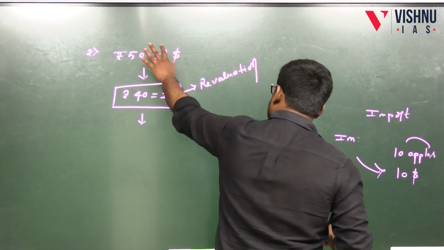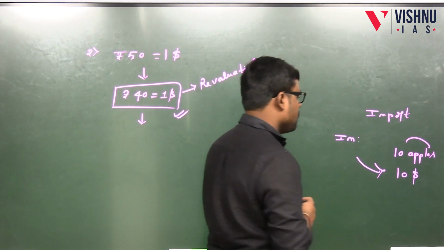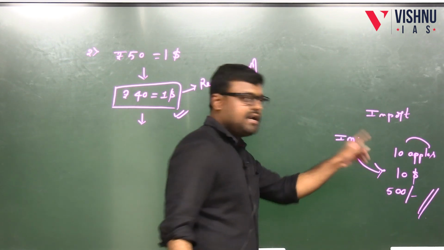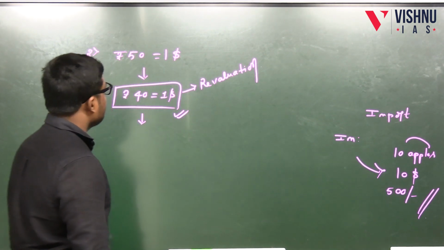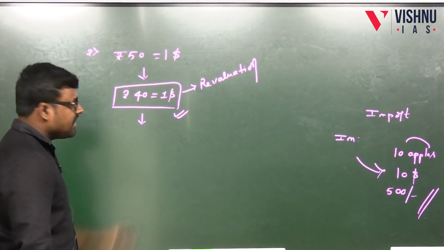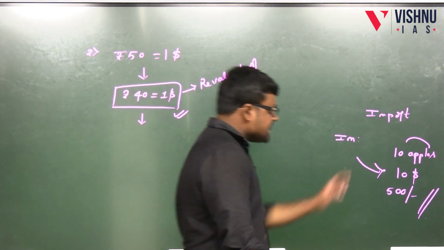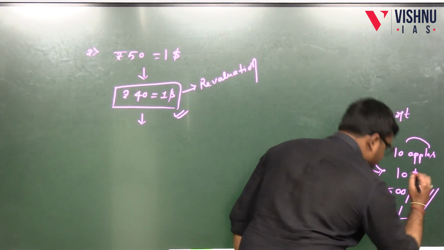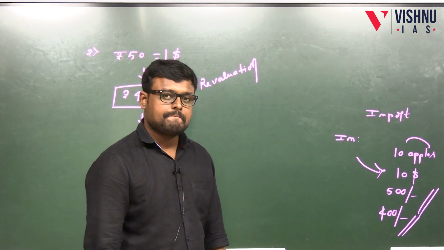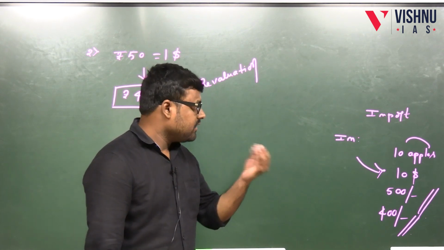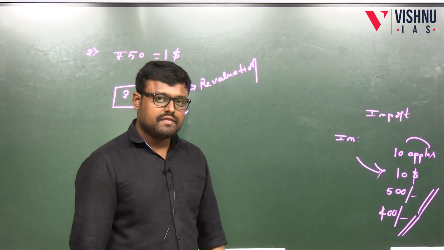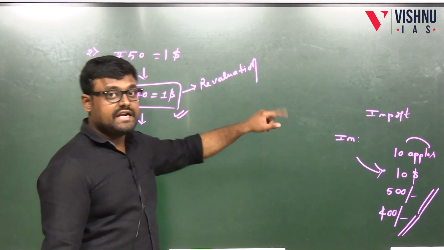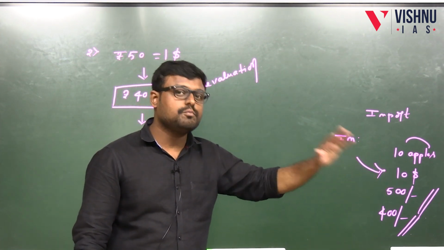Right. Suppose the exchange rate system is rupees 50 equal to $1. That means he is actually paying 500 rupees for 10 apples. Suppose the exchange rate is this one, for the same 10 apples, how much does this importer now pay? He will pay only 400 rupees to get the 10 apples. So he is very happy now. The importers are very happy when the devaluation happens. So when the devaluation happens, who are happy? The exporters are very happy.